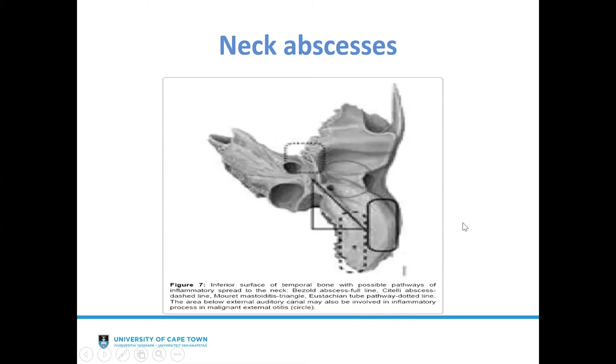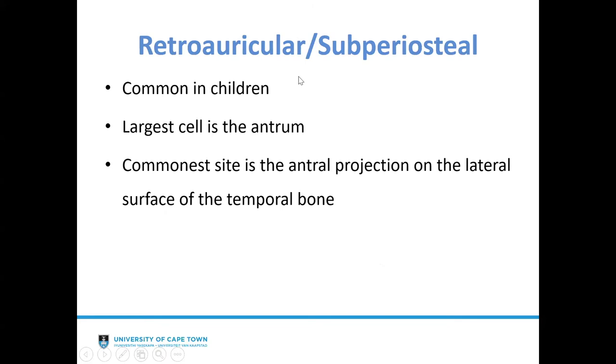So if you look at the different abscesses, the most common is the retroauricular, the subperiosteal abscess, which is actually quite more common in children. This is due to the fact that the largest cell in children is the antral cell. And then the commonest site is the antral projection onto the lateral surface of the temporal bone, which is prone to erosion and development of a subperiosteal abscess.